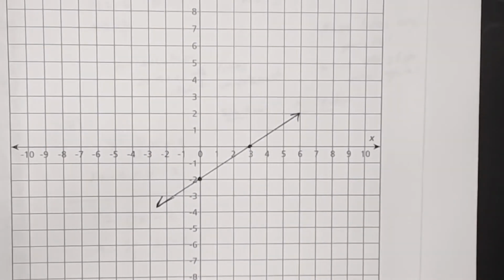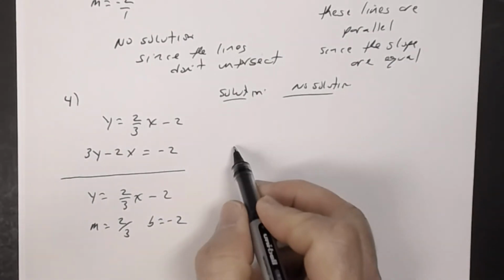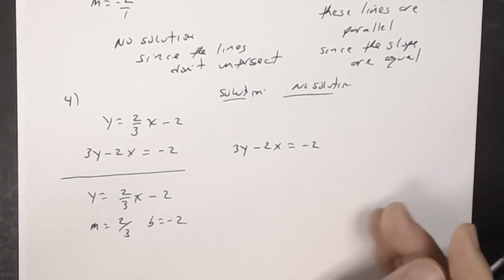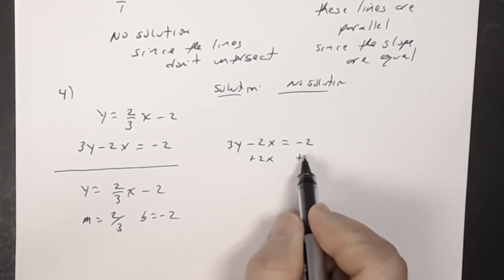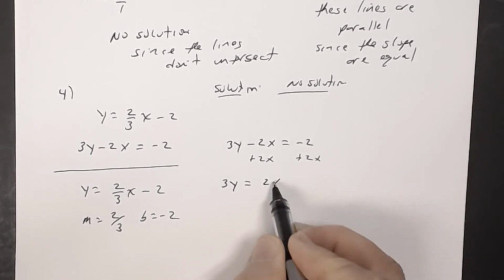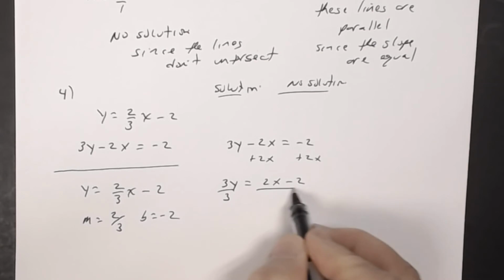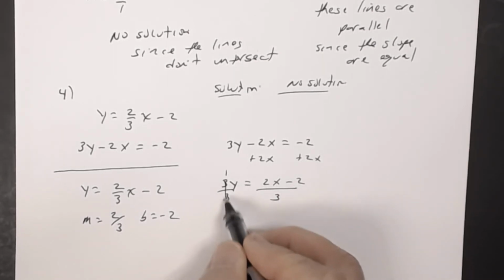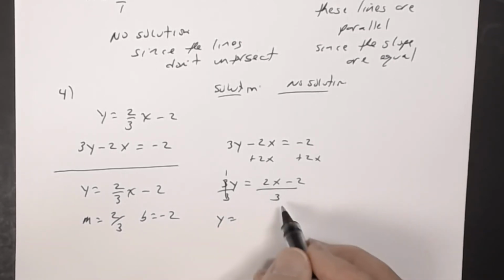All right, and then let's look at the other line. So the other line, we have 3y minus 2x equal negative 2. And so to get y by itself, I'm going to add 2x to both sides, just like this. And so I get 3y equal 2x minus 2. And then I'm going to divide both sides by 3, just like this. Remember, what you do to one side, you do to the other. And so 3 divided by 3 is 1. 1 times y is y. And then remember, we're going to go ahead and write this as 2 fractions.